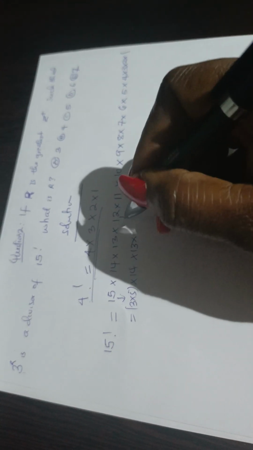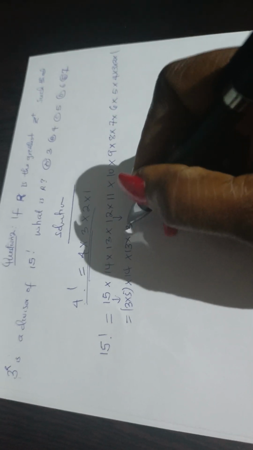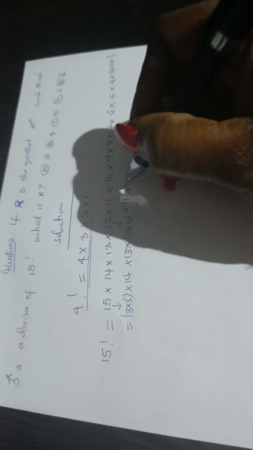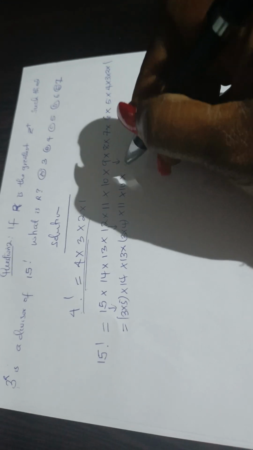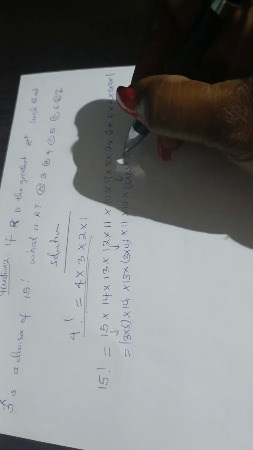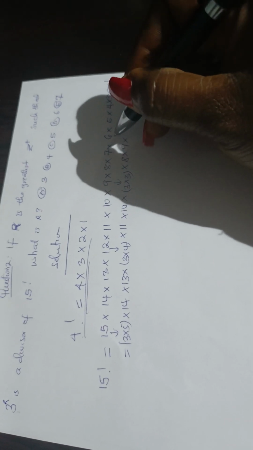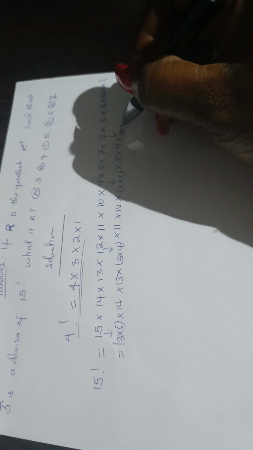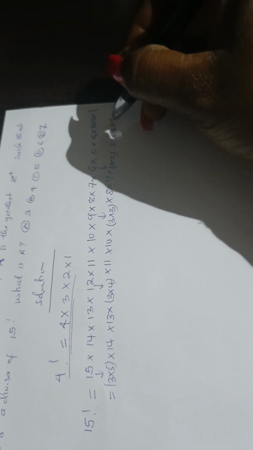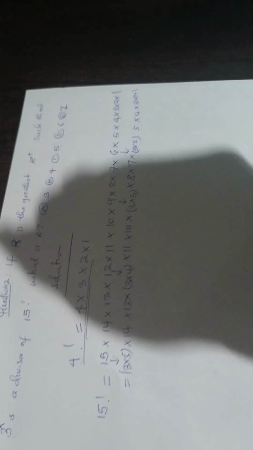Bring down 14, which cannot be expressed as a product of 3. Bring down 13. 12 can be written as 3 times 4. Then bring down 11. Bring down 10. 9 can be written as 3 times 3. Bring down 8. Bring down 7. 6 can be written as 3 times 2. Bring down 5. Bring down 4 times 3 times 2 times 1.